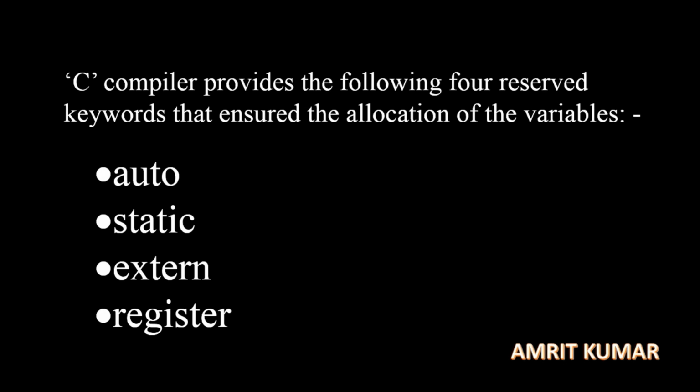We will learn about the auto reserved keyword, we will learn about the static storage specifier, we will learn about the extern storage specifier, and we will learn about the register. So the C compiler provides four kinds of reserved keywords that ensure the allocation of the variable. Okay, so let's look at the first one, that is auto.